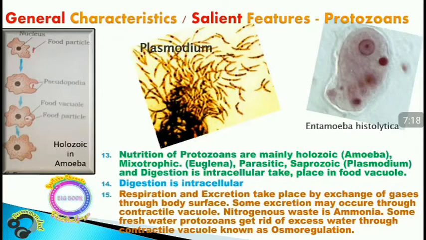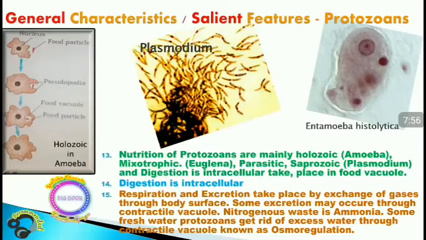Coming to the next slide. Nutrition of protozoans is mainly holozoic. It is a kind of heterotrophic form of nutrition, where the food is ingested into the body and digested intracellularly. Certain protozoans are mixotrophic, where holozoic and phototrophic nutrition can also be observed.